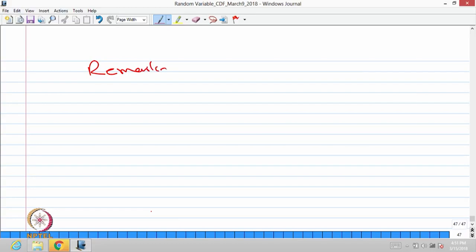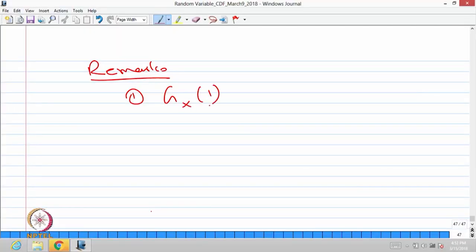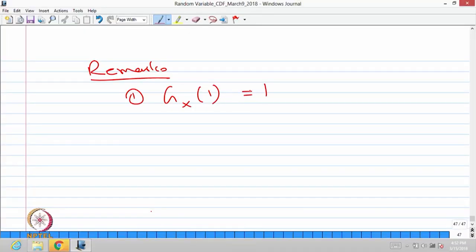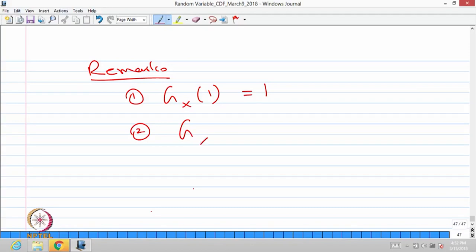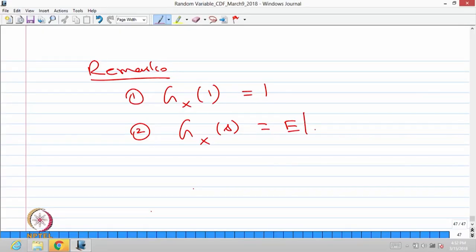As remarks, the first remark, since I said that the right hand side series converges between minus 1 to 1, if you substitute the value s is equal to 1, you will get the summation of probability of X equal to k, that is nothing but 1 because that is a probability mass function. So, this value is going to be 1. The second remark, you can relate a probability generating function with the expectation of a function of random variable. That is, the probability generating function of X is a summation of probabilities multiplied by s power k, one can write it is nothing but expectation of s power random variable X.